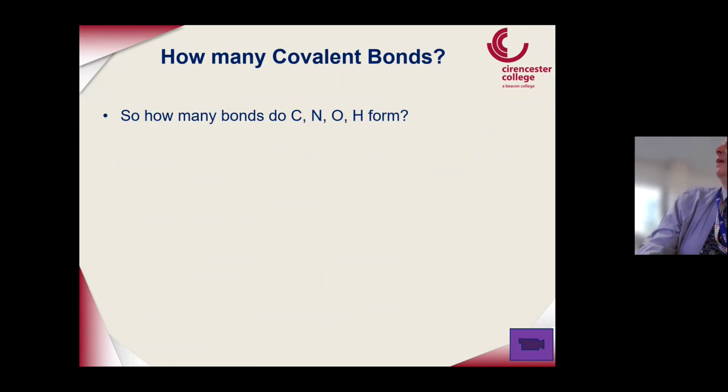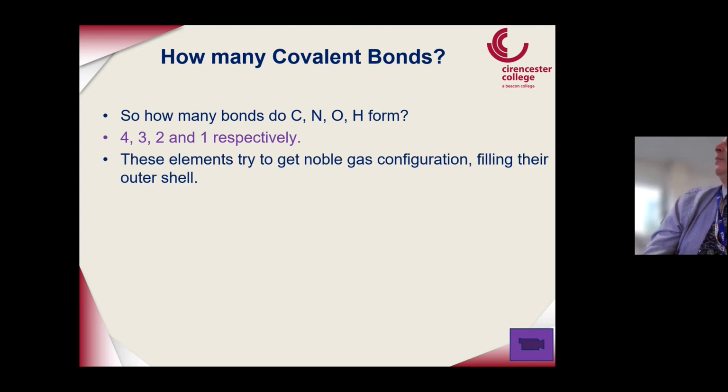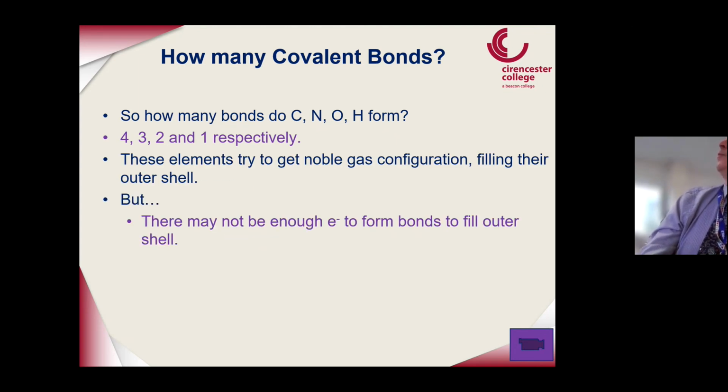Okay, so how many covalent bonds? So we now know that carbon, because it's got 4 electrons in its outer shell, makes 4 bonds. Nitrogen has got 5 electrons in its outer shell, so it needs another 3. So it makes 3 bonds. Oxygen's got 6 in its outer shell, needs another 2, so it makes 2 bonds, and hydrogen makes 1. They're trying to get a noble gas configuration.